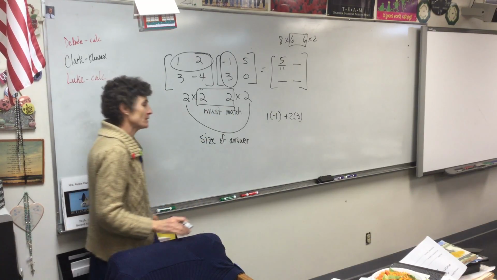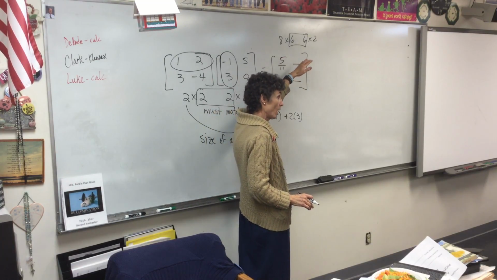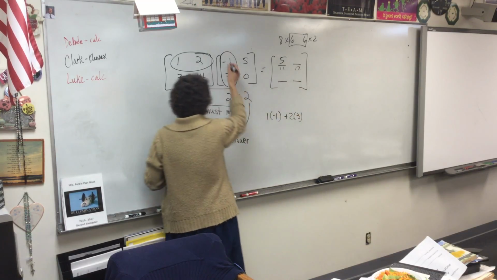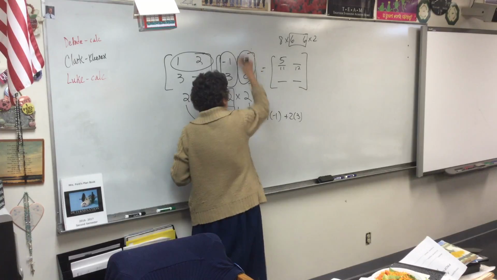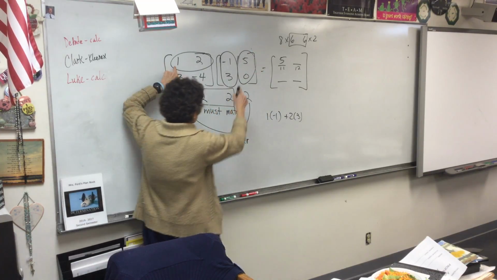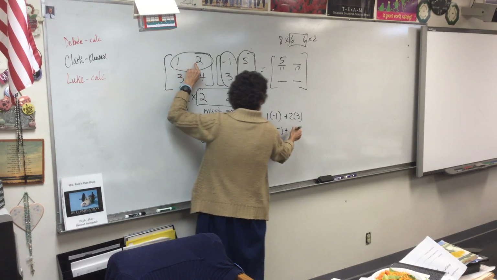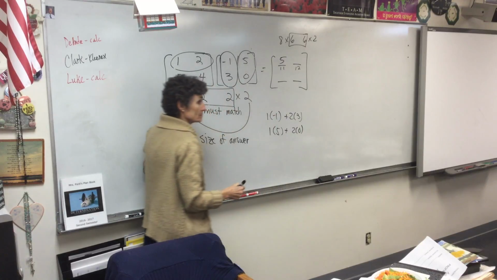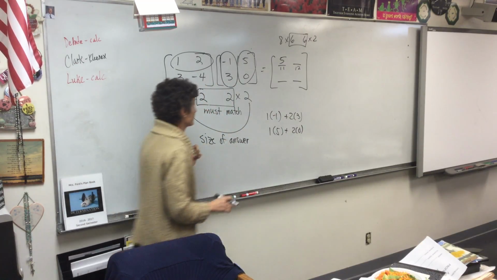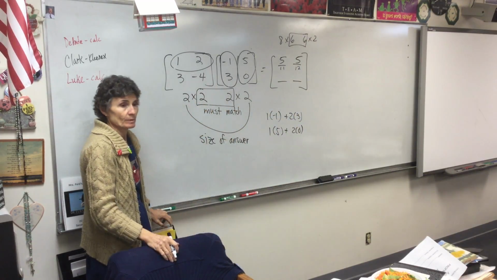All right, now let's see if you can figure out how to do this one. What's this? That's row 1, column 2. So now I'm going to take row 1 times column 2. So we take first times first, and second times second, and we add them up. So what do we get? 5. So this number is another 5. That's coincidence.